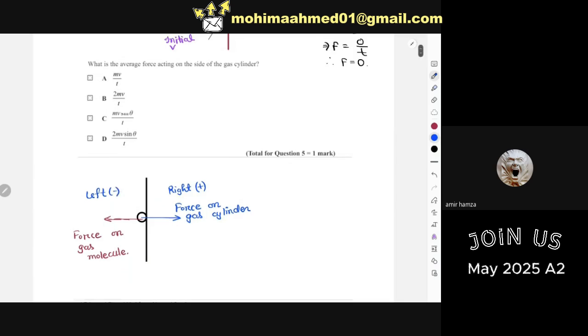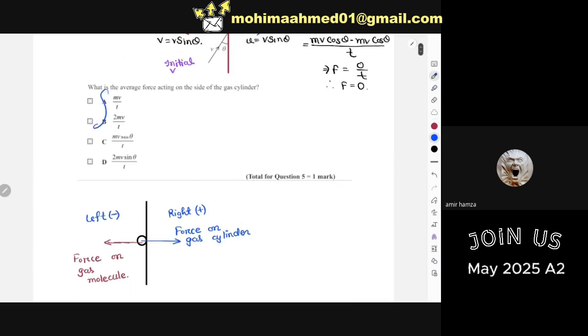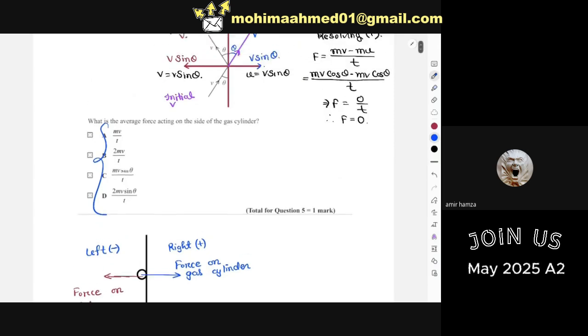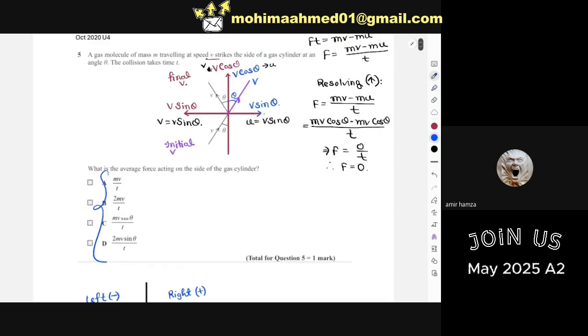Also, there's one hint in your question. All the possible answers are positive, right? And over here, we're only focusing on the force exerted on the gas cylinder. That means in this particular question, they're considering the right side as positive, not the left side. That's why all the possible answers are given in terms of the positive direction, considering right as positive. That's why I'm taking that as a hint from all the options, and I'm taking the right direction as positive.